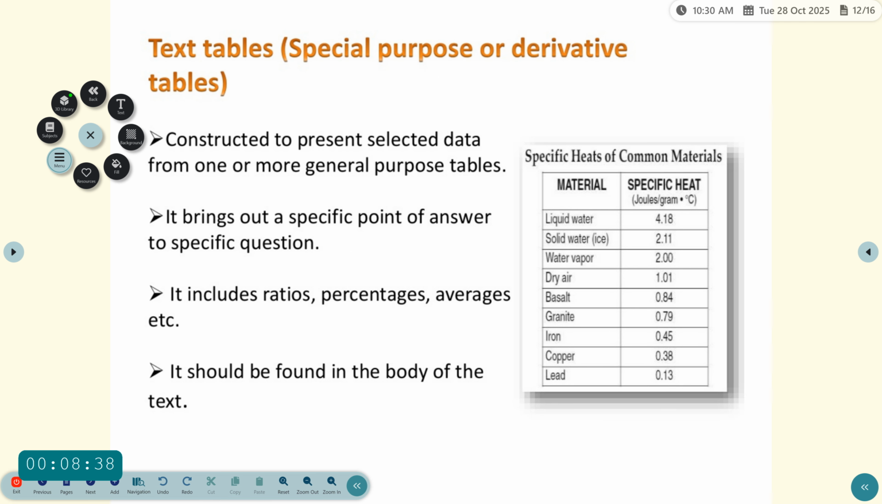Now, how can we frame the text table? It is a special purpose or derivative table constructed to present selected data from one or more general purpose tables. It brings out a specific point or answer to a specific question. It includes ratios, percentages, averages, etc.